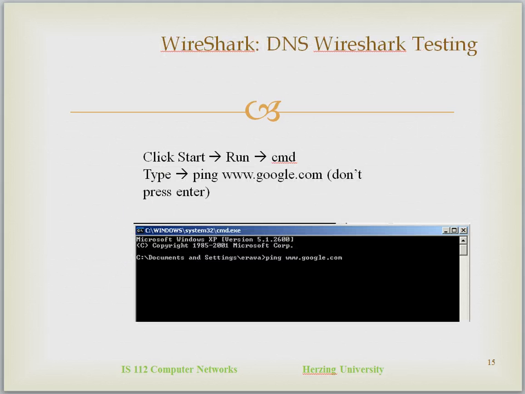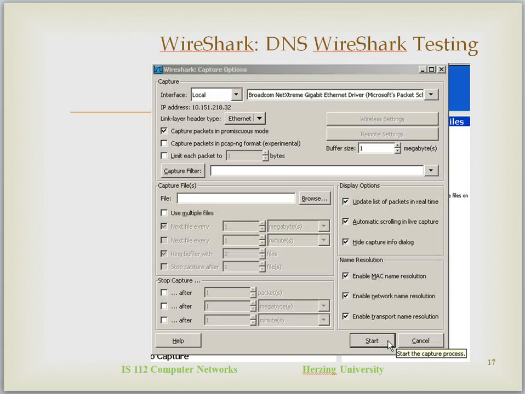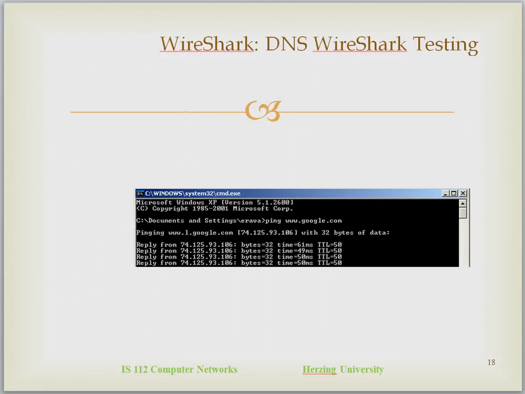To test on a local PC to see if it's using the correct DNS server, you can click on Start, Run, get to the command prompt, and type ping space www.google.com. Don't press enter. Click on the show capture options. Start up the Wireshark capturing. Now switch over to your command prompt and press enter on the ping command.